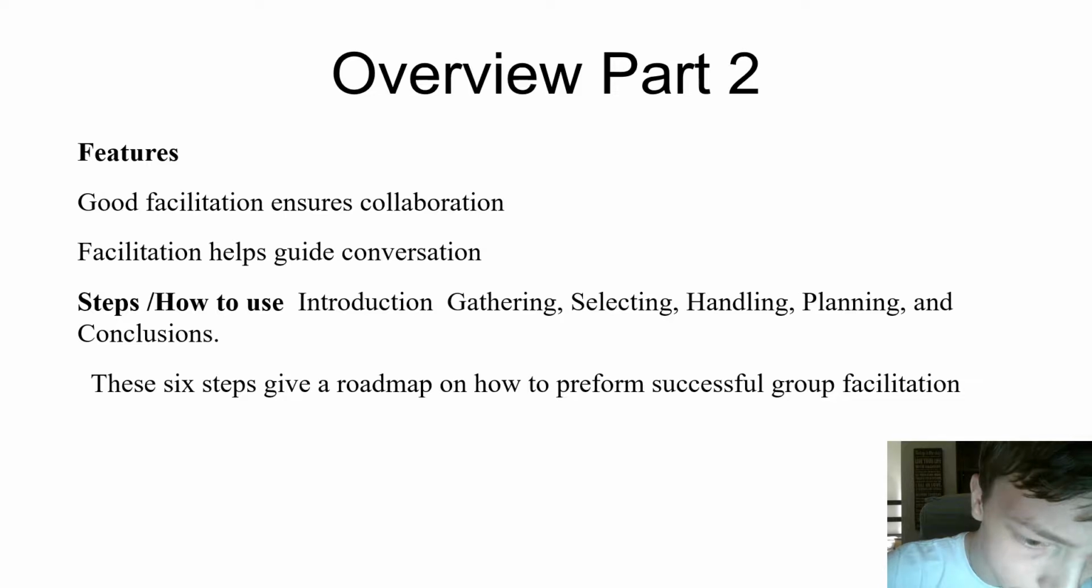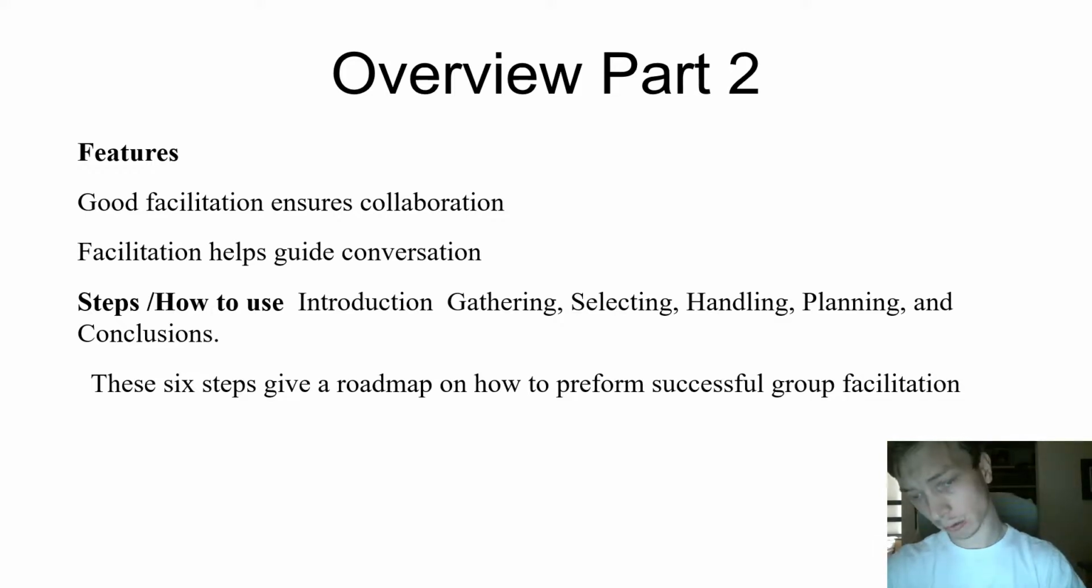Overview Part 2. The features of facilitation. Good facilitation ensures collaboration between group members, and facilitation helps guide conversation. We'll go over that more later. Steps and how to use. So what's next is the steps in a cycle for facilitation. There are 6 steps in total, and we're going to talk about them now.